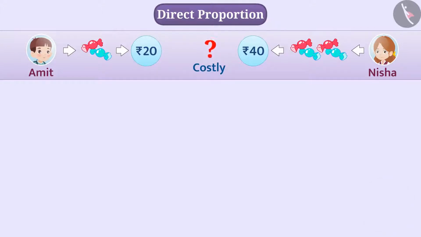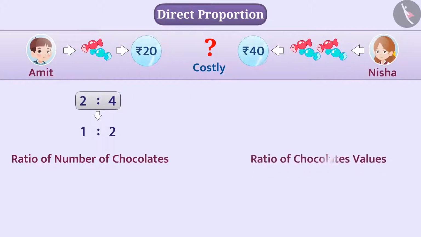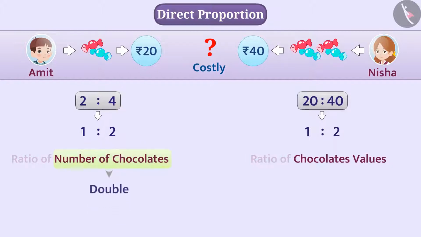Let me tell you, we can say that the ratio of the number of chocolates purchased by Amit and the number of chocolates purchased by Nisha is 2:4. That is 1:2. Similarly, the ratio of their values is 20:40. That is 1:2. This shows that as the number of chocolates has doubled, their values also doubled. In this way, the price of chocolate depends on their number.